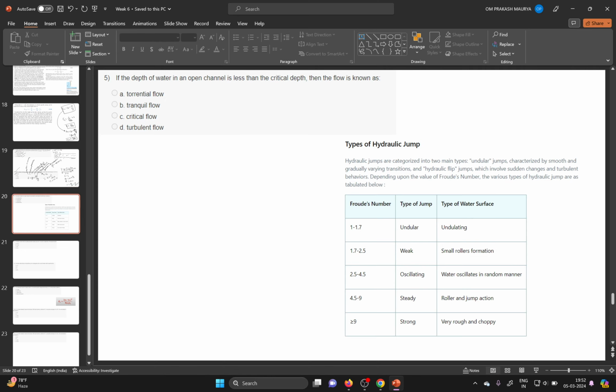Now moving ahead to another question. If the depth of water in an open channel is less than the critical depth, that is, the normal depth of water is less than the critical depth, the flow is known as what? Torrential flow, tranquil flow, critical flow, or turbulent flow? Within 1 minute, try to answer.